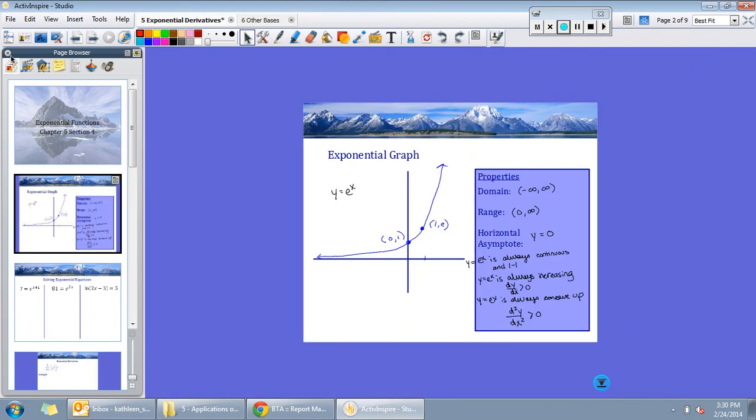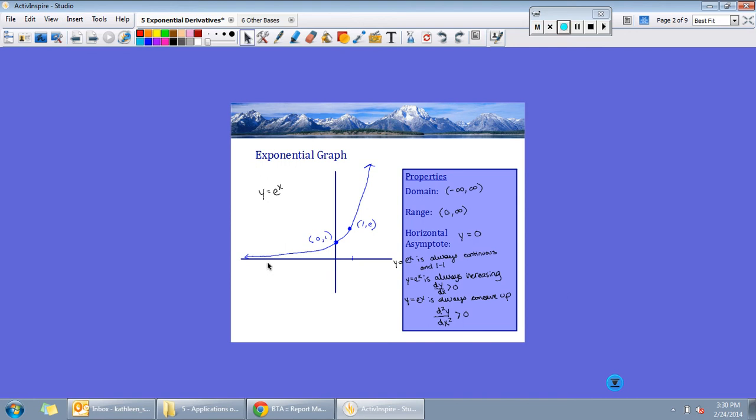Okay, so for the exponential function, the main things you need to know are the shape of the graph and the 2 points, (0, 1) and (1, e). The domain is all real numbers, and the range is everything greater than 0. It has a horizontal asymptote at y equals 0. We're going to see that the first derivative is always positive, and the second derivative is always going to be positive as well, because the graph is always concave up.